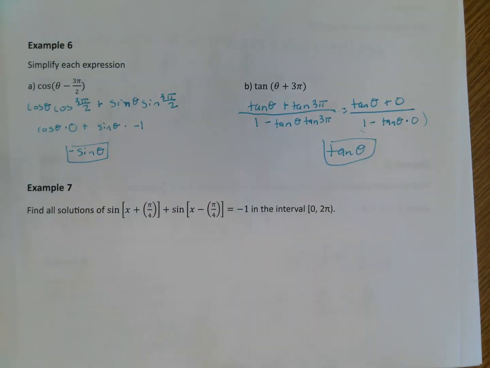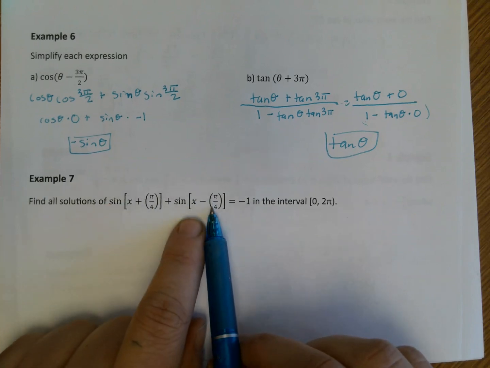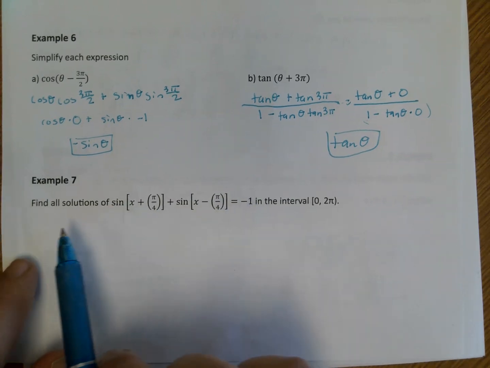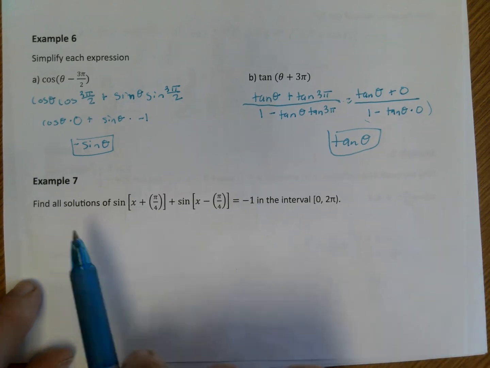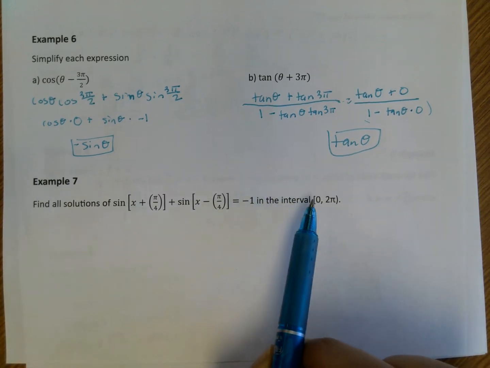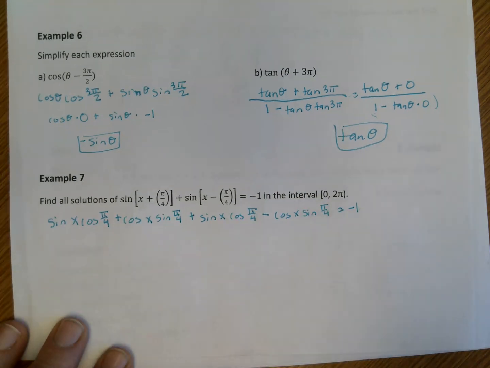Wowzer, that one looks hard. So first thing I want to do, notice that we have a sign of addition and a sign of subtraction is equal to a number. So right now I want you to try to write out the whole equation that we have to try to simplify to figure out all the solutions on this interval. So this is what it should look like when you write it out.